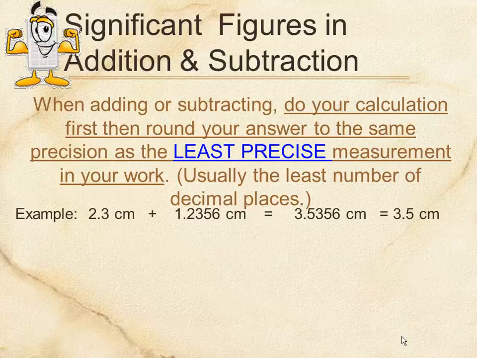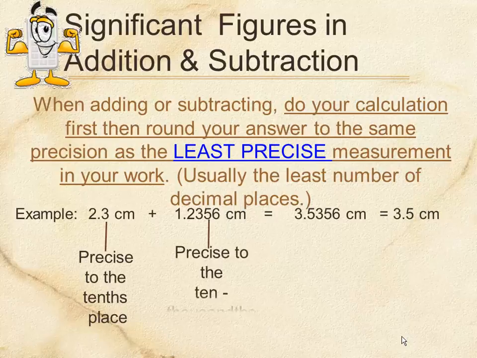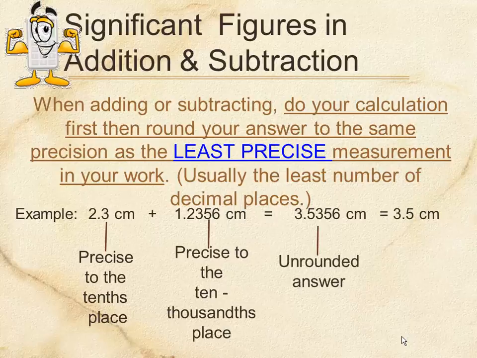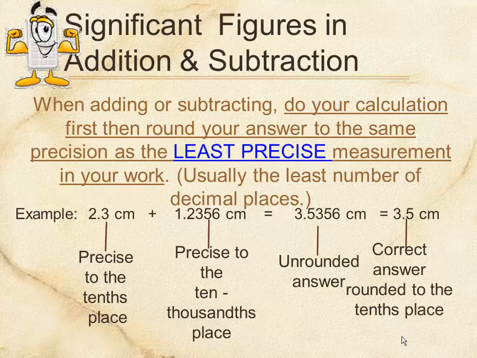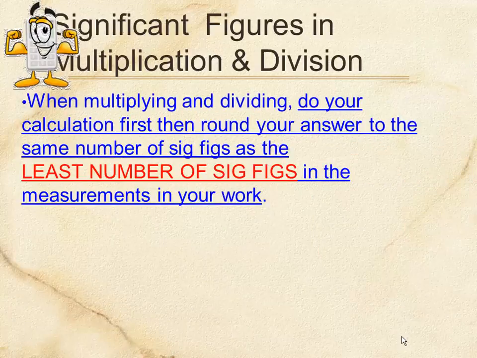So we have 2.3 plus 1.2356 equals 3.5356. Now, since 2.3 only has one decimal spot, we can only go to one decimal spot on the answer. So it's 3.5. Precision to the tenths. This is 10 thousandths. So unrounded answer, the correct answer rounded. We don't need to round up because the number next to the 5 is a 3. So it stays at 3.5.